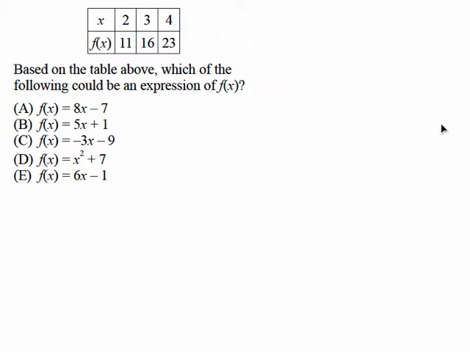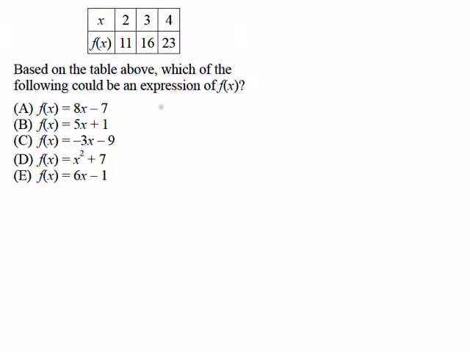Simple function notation question here. What we're going to do is basically evaluate all of the functions in the answer choices and see if the x values given provide the f of x values given for each answer choice. And once one of them doesn't work, we can cross off the whole choice. So we'll just start with A, and we'll see what happens.